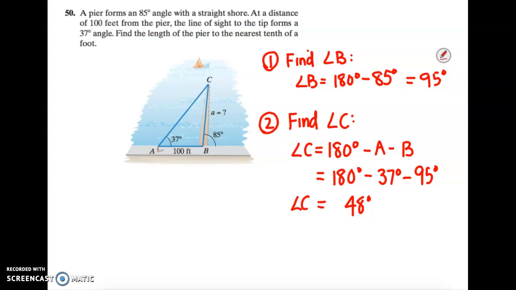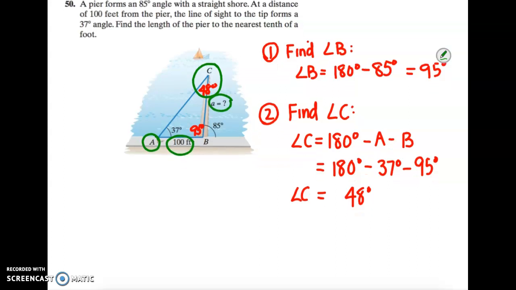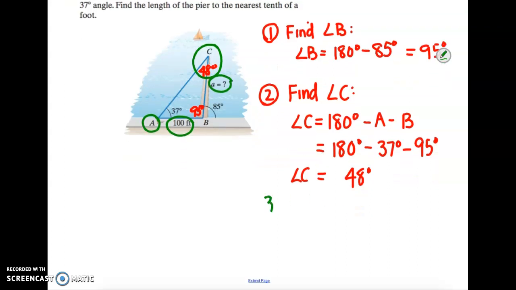All right. So right now we have 95 degrees sitting at angle B. We have 48 degrees up here. We're now able to use the law of sines because we have an angle and the side opposite. You have to have a pair, big C and little c, which we do have. And now we're going to work with big A and little a and solve this by the law of sines. So number 3, find A using law of sines.